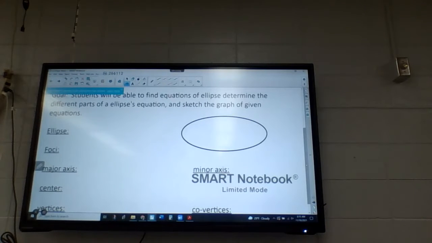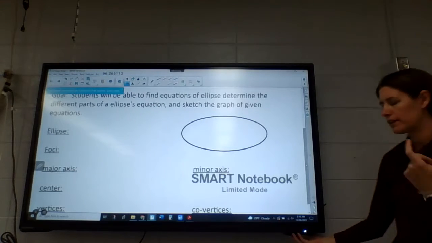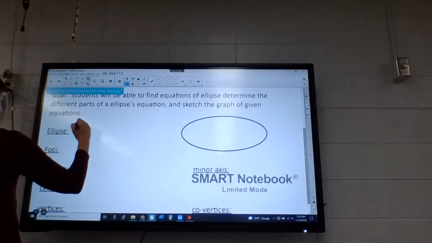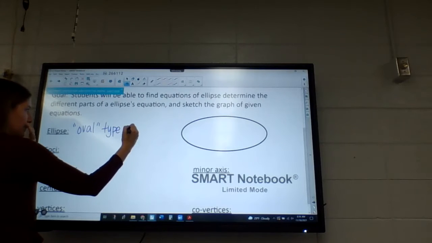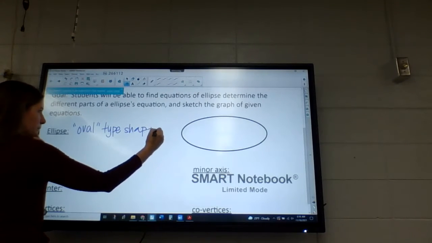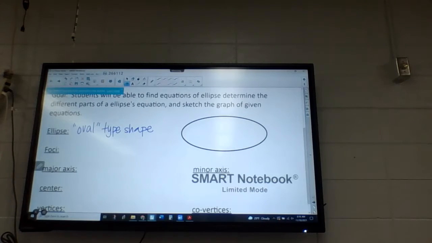So our ellipse is basically, I guess we're going to call it an oval type shape. The word foci, I always think of the word focus. I think it's like a plural of focus. Foci are 2 points in our ellipse.